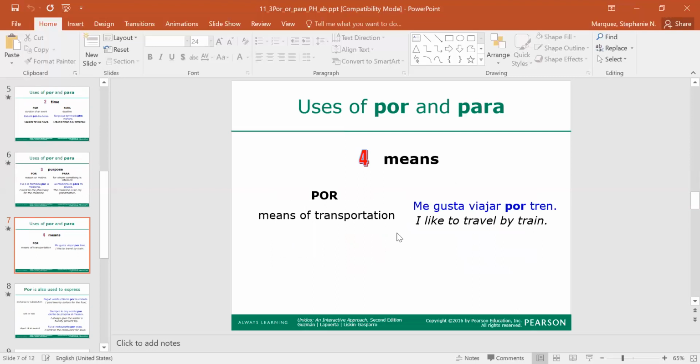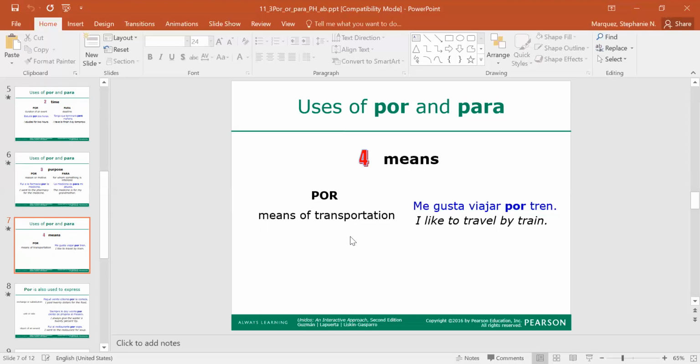Then we see this thing where it says means. So, uses of por and para with means. Por, all you have to remember is means or mode of transportation. Notice that they're not giving you an example of para with means, because there is not one kind of sort of necessarily that can be delineated like this. So por, means or mode of transportation, literally can be any kind of means or mode of transportation.